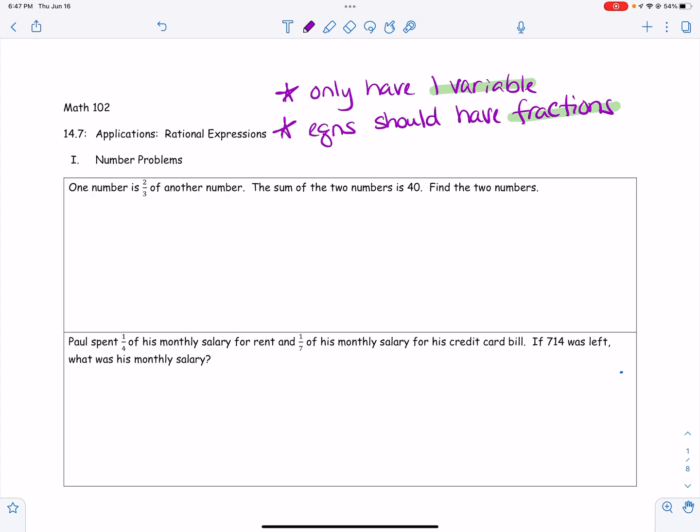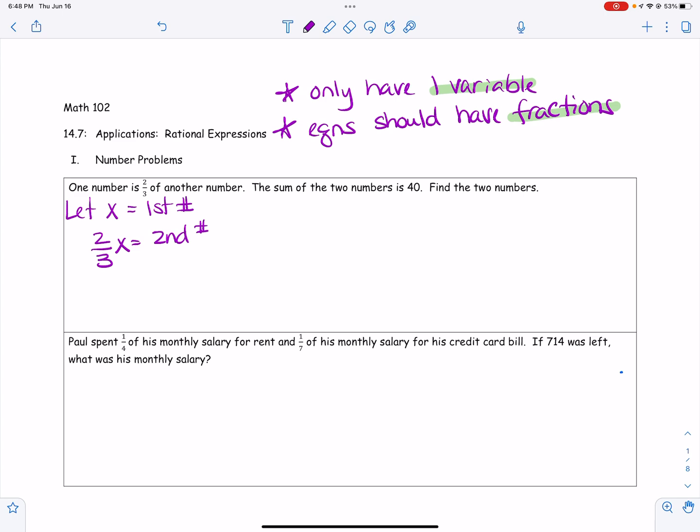So if you can define your variable first, and these number problems, we're just going to choose a random variable. If we have a letter that makes sense, then we'll choose that letter. But for here, I'm just going to let x equal the first number. Okay, we have two numbers, and the relationship between the numbers is described in that first sentence, but I have to let x be one number, and then it says that another number is 2/3 of that first number. So we're going to say 2/3 of x is going to be the second number. Remember, anytime it says of, you will have multiplication.